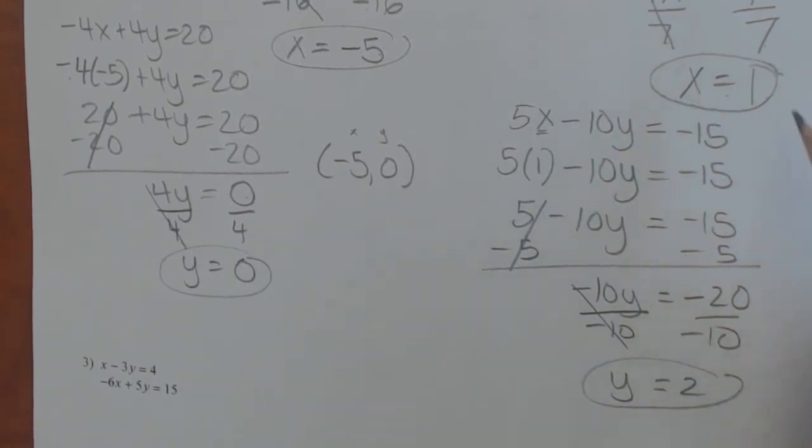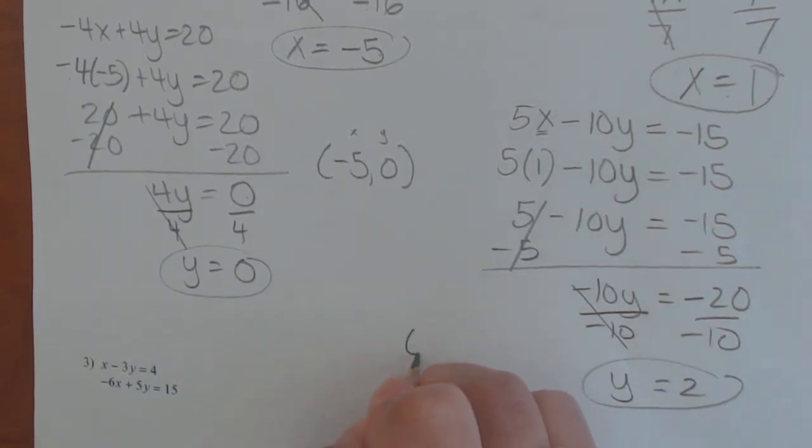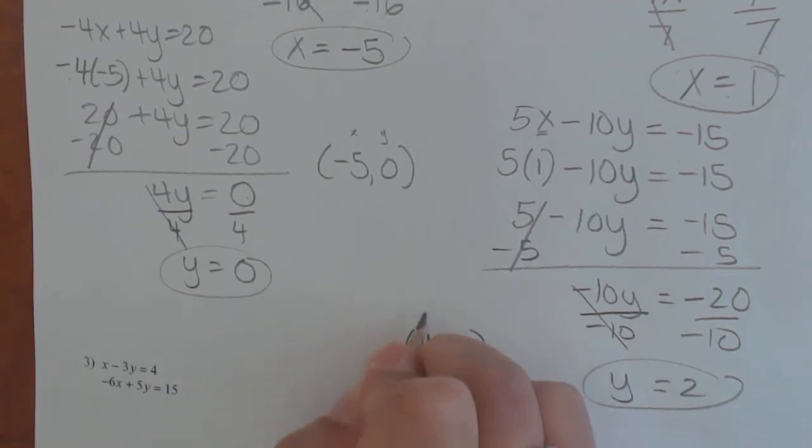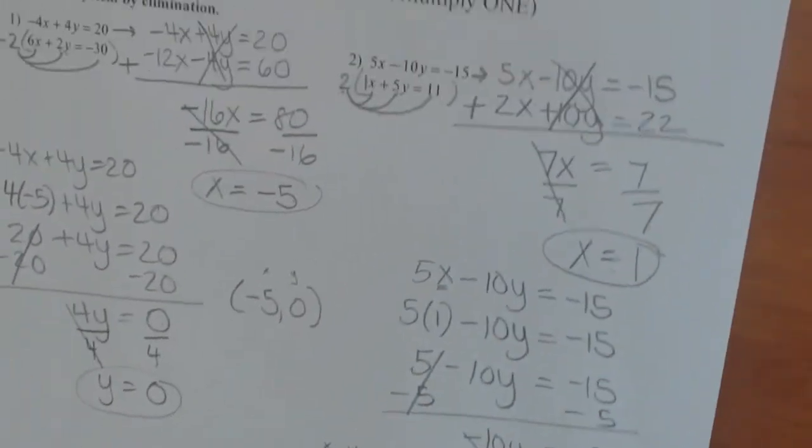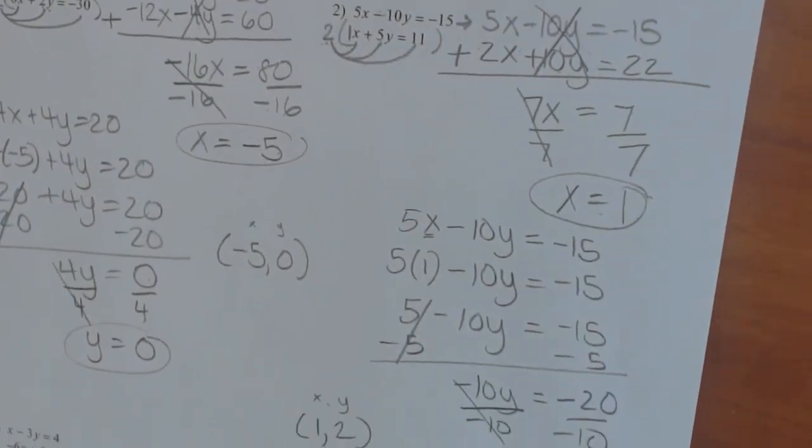I have my x, I have my y, so now I can write the ordered pair where they cross, x, y, which is 1, 2. So that's how you solve it using elimination.